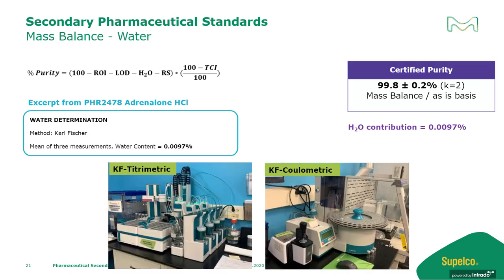Next, we will consider water content in the adrenaline hydrochloride. Water can be determined in a couple different ways, by loss on drying, which is a gravimetric technique, or by Karl Fischer. In the case of adrenaline, Karl Fischer was used. After taking the mean of 3 measurements, it was determined that the water contribution was 0.0097%.